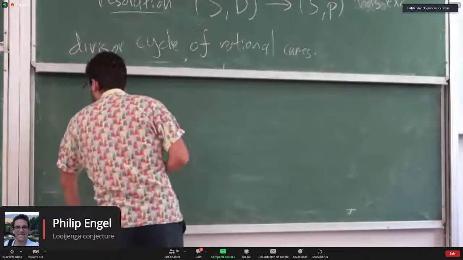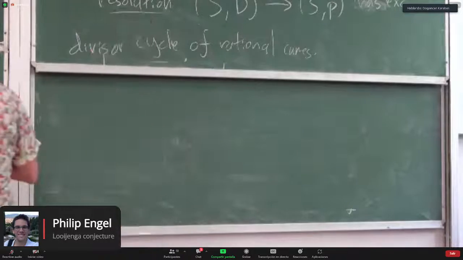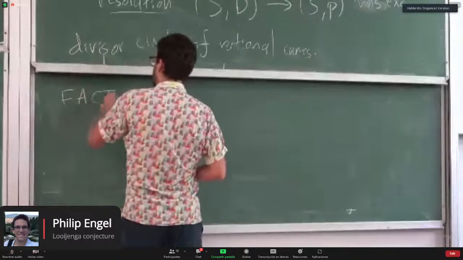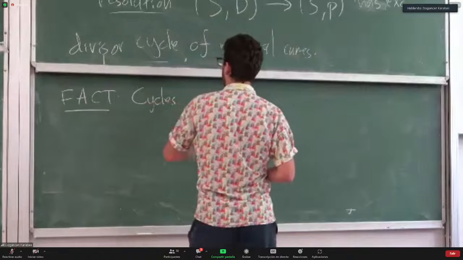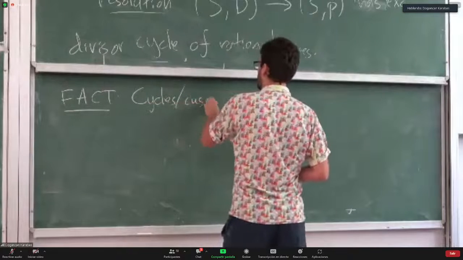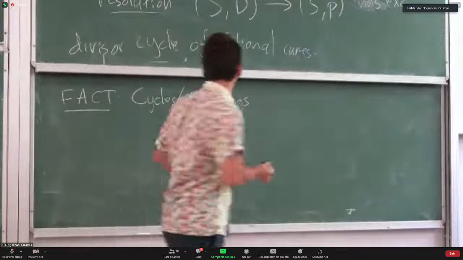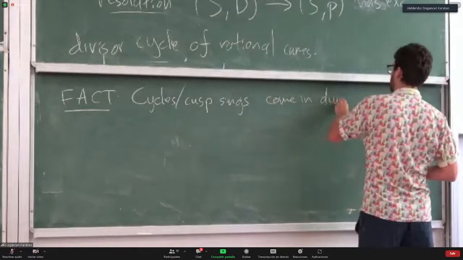Okay, so now this is about mirror symmetry. So where does mirror symmetry come up in this picture? Another amazing fact is that these cycles, or cusp singularities, since you can think of them as the same thing, come in dual pairs.